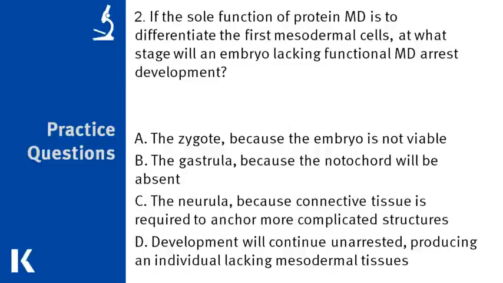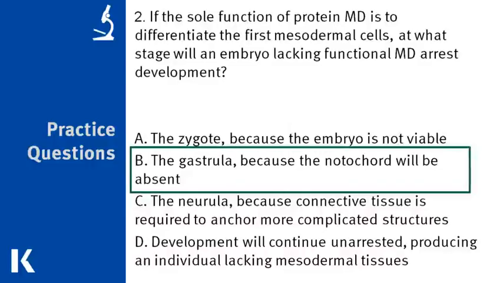Next, let's think about what role mesodermal cells play in further division. When we explored neurulation, we discovered that mesodermal cells in the notochord trigger the formation of the neural tube. And if those initial mesodermal cells couldn't become the notochord, neurulation can't occur and the organism will be stuck as a gastrula, which is answer choice B.